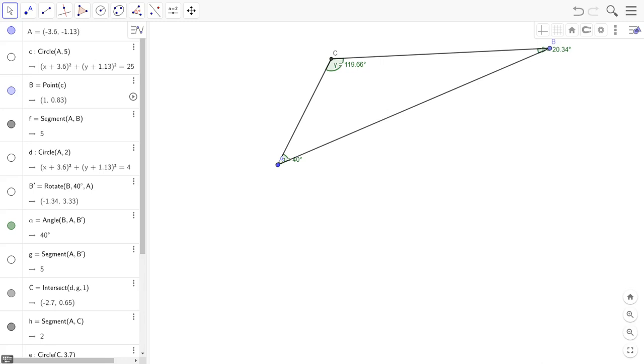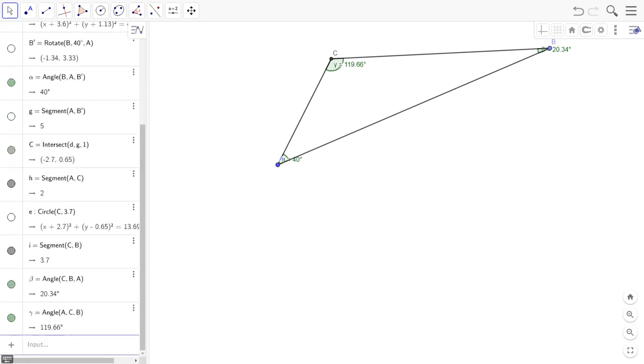And then we have our different angles. Angle A is 40 degrees. Angle B is 20-ish degrees. And angle C is 120-ish degrees. Okay?